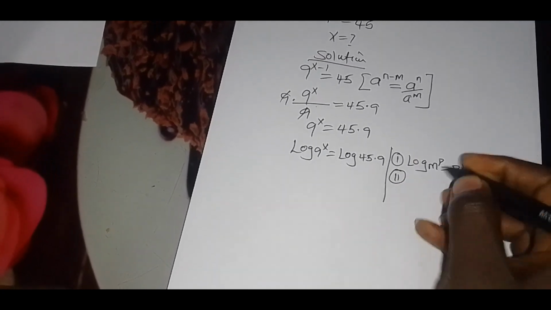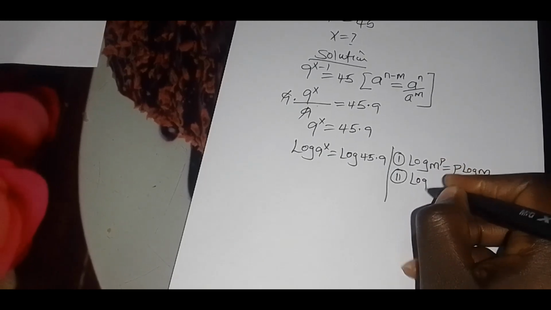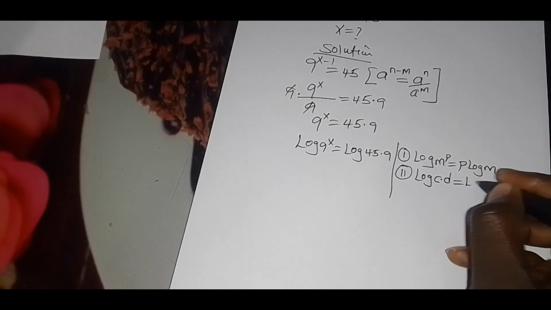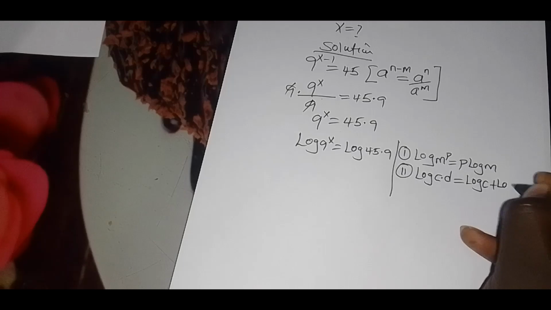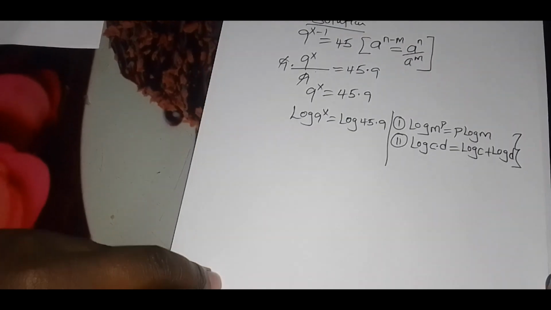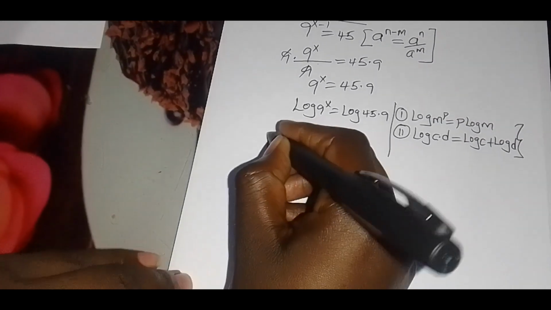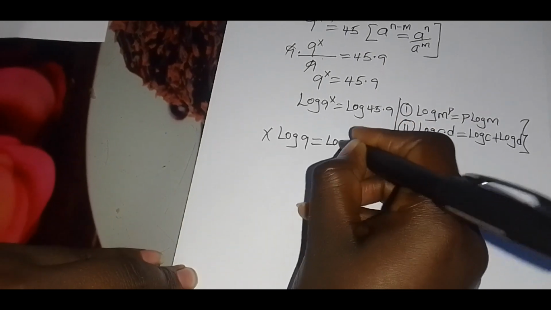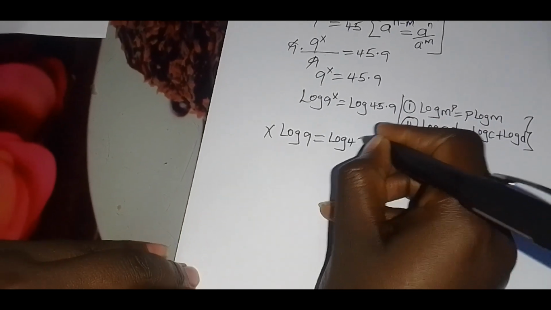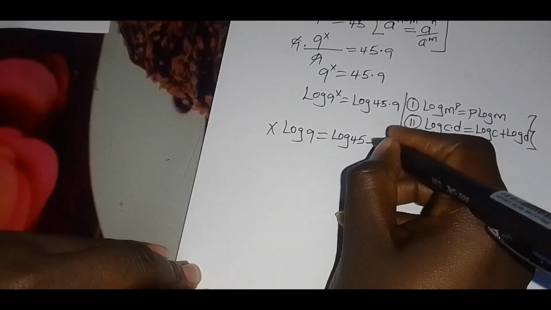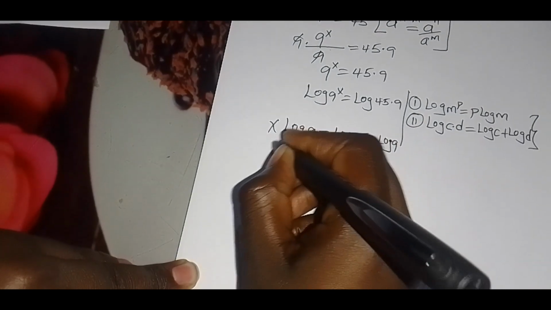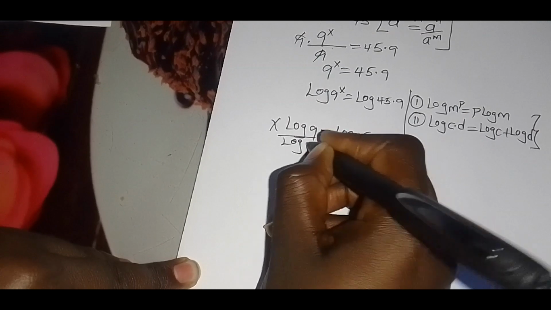And the second property, if you have log c multiplied by d, this can be expressed as log c plus log d. Okay, so you apply these two identities so that you'll have x log 9, this is equal to log 45 plus log 9. Okay, so again we divide both sides by log 9.